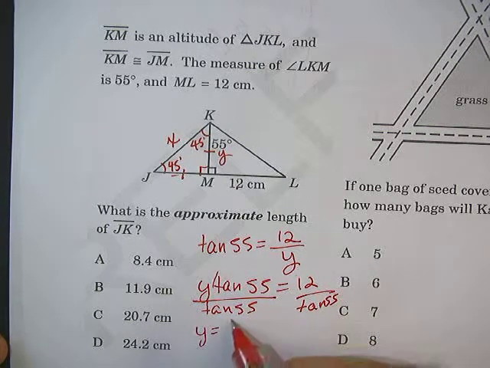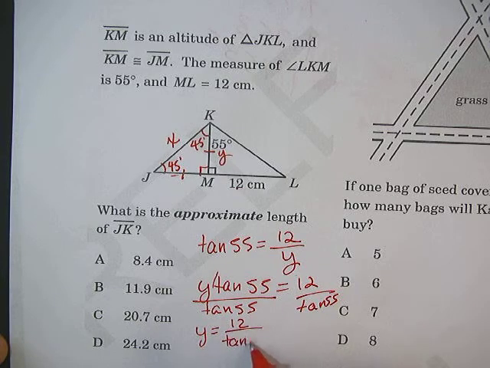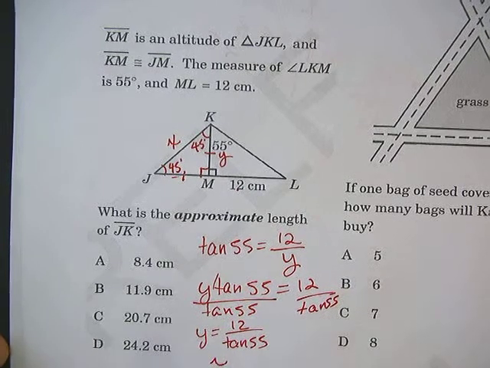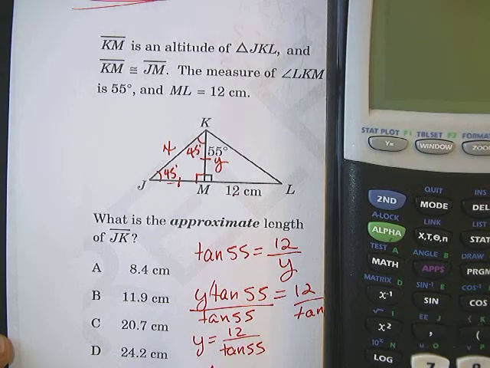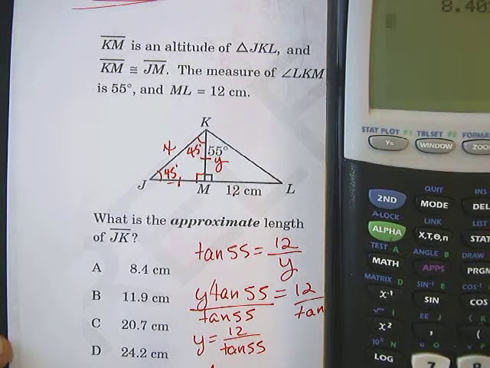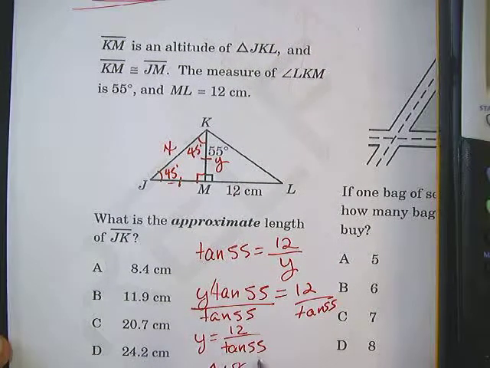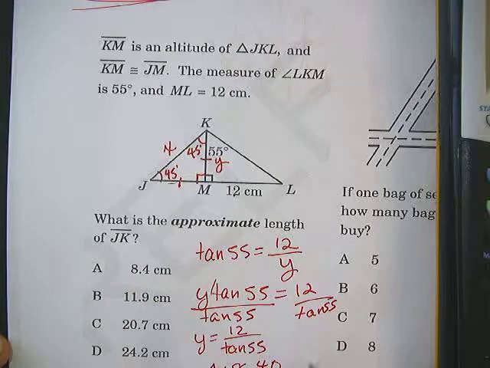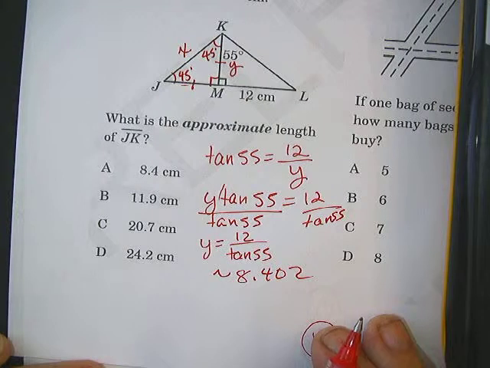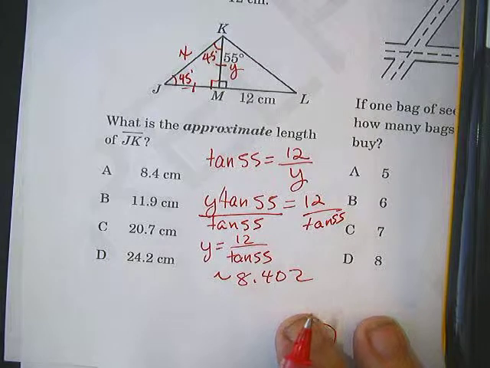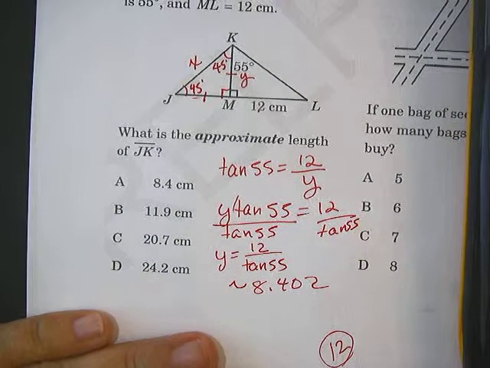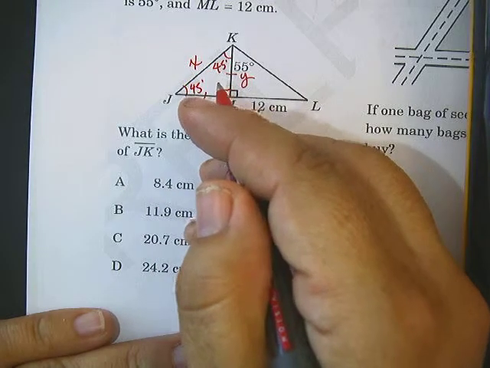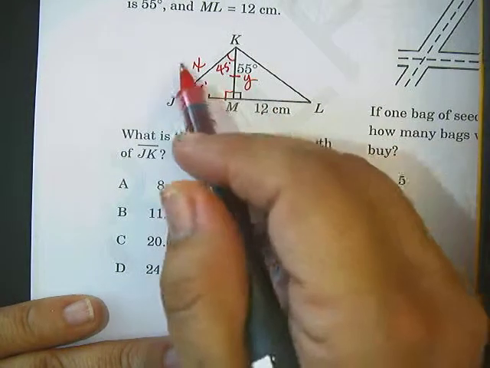So y equals 12 over tangent of 55, which is approximately, let me go ahead and get my calculator, 12 divided by tangent 55, make sure you're in degrees, 8.402. Now notice they go to the tenths, but go to like the thousandths or something. Go out farther. It won't hurt you to go out a couple digits farther. Or you could just use the number exactly in your calculator.